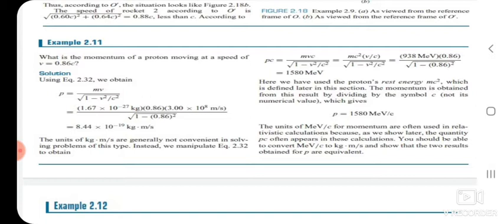If you simplify, you will get 1580 mega electron volt. Just by multiplying c, we are going to convert into electron volt. It gives 1580 mega electron volt divided by the velocity of light. This much is the momentum associated with the proton, which is moving with a speed 0.86 times the velocity of light.